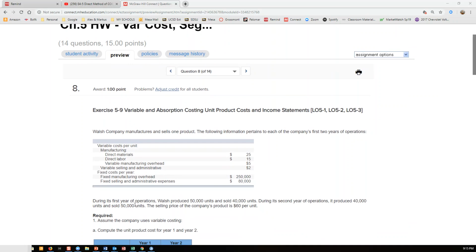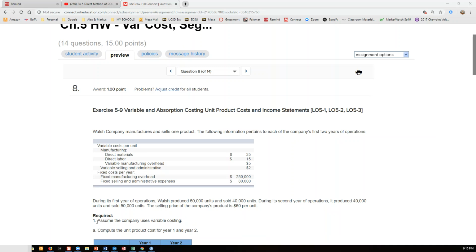So it says during the first year of operations, they produced 50,000 units and sold 40,000 units. So we can surmise from there that we've got 10,000 left in our ending inventory. Then it says during its second year, it produced 40,000 and sold 50,000. So it produced less. In fact, now it has to go into the ending inventory from the previous year and get those out of the inventory to sell those. So it says the selling price is $60 a unit.